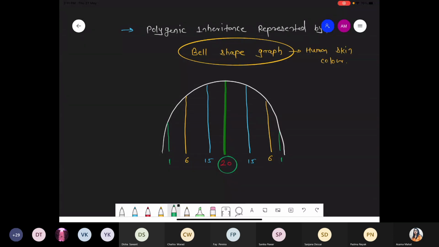Okay, okay. Chalo. Please complete this diagram. These are for polygenic inheritance. Done?